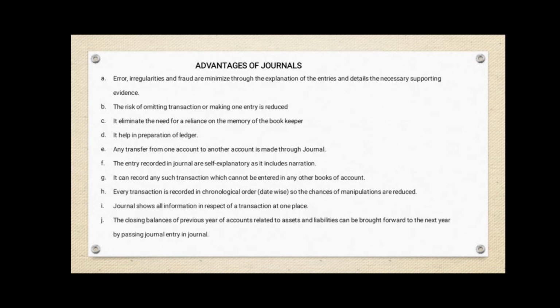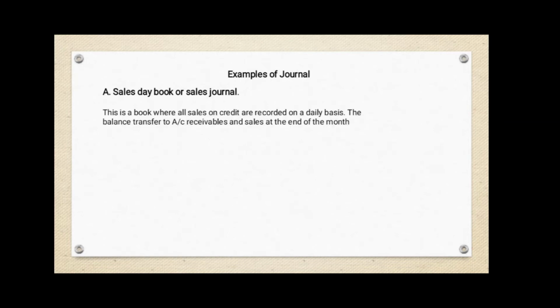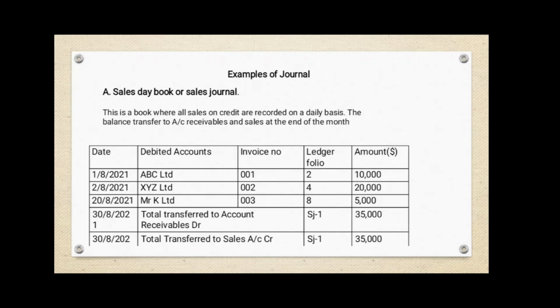J. The closing balances of the previous year of accounts related to assets and liabilities can be brought forward to the next year by passing a journal entry in journal. Examples of journal. A. Sales day book or sales journal. This is a book where all sales on credit are recorded on a daily basis. The balance is transferred to accounts receivable and sales at the end of the month.